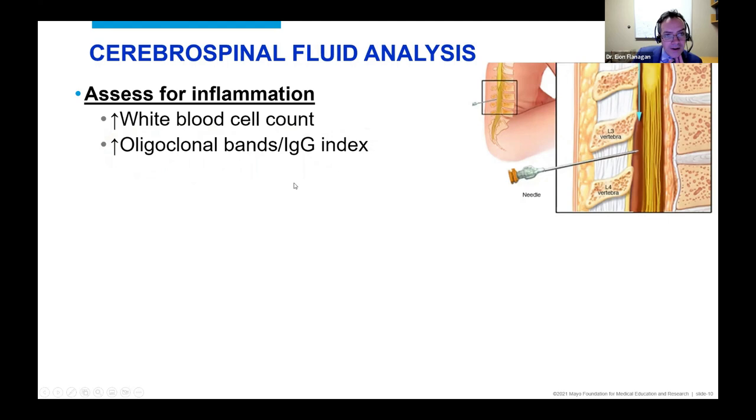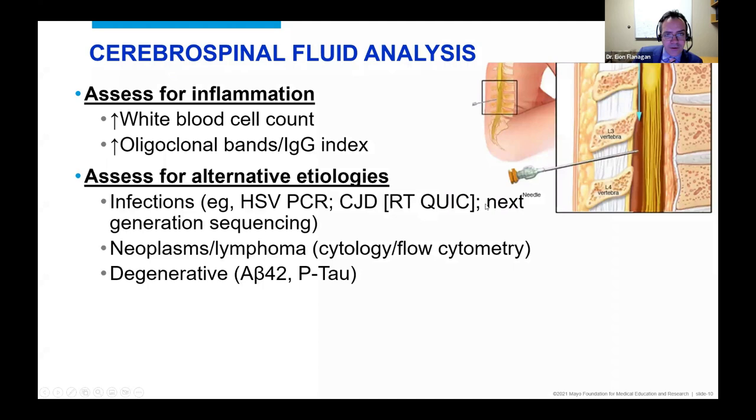We can also take advantage that the spinal fluid allows us to look at other things within the central nervous system. So we can look for different viruses like herpes virus. We can even look for markers of CJD, Creutzfeldt-Jakob disease, which can cause a rapidly progressive dementia and mimic autoimmune encephalitis. And we can do next generation sequencing looking for particular types of infections. We can also look at the cells in the spinal fluid to look for any cancer cells, for example, for lymphoma.